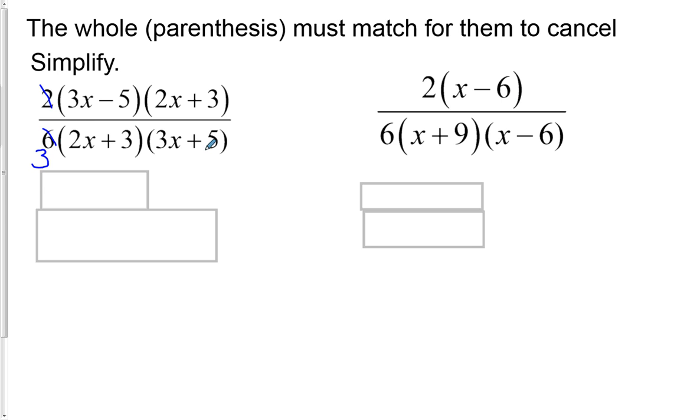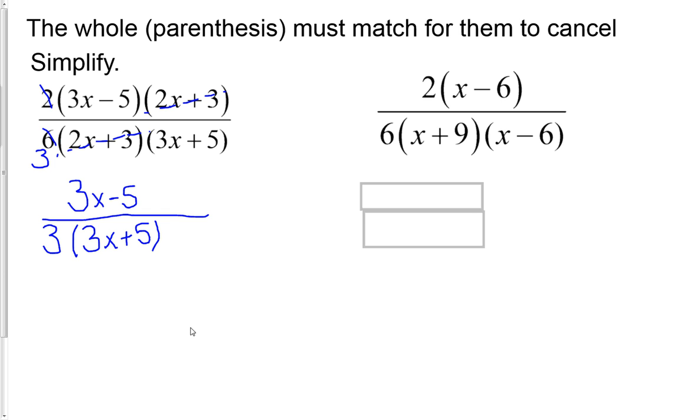3x minus 5, 3x plus 5, not the same. So those are going to be left over. 2x plus 3, 2x plus 3. There's our next cancel. And I have 3x minus 5 left over on top, and I've got 3 times 3x plus 5 on bottom. And that is our final answer.